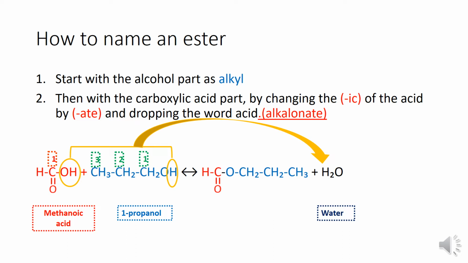So you look at the ester. We have here the part of the alcohol has 3 consecutive carbon atoms, so it is called alkyl as 1-propyl, and the part of the acid consists of 1 carbon atom, so we drop the IC and we drop the word acid and we write here methanoate. So as a whole, the name of the ester is 1-propyl methanoate.